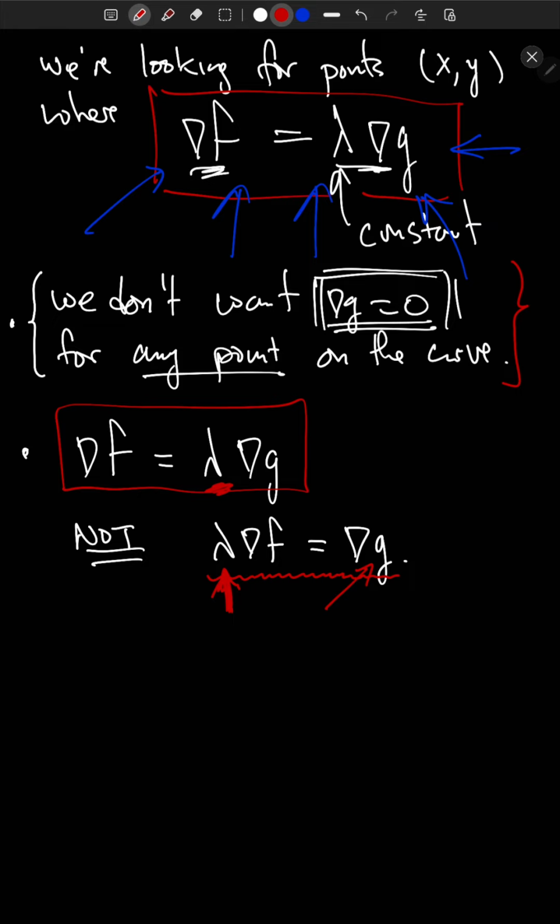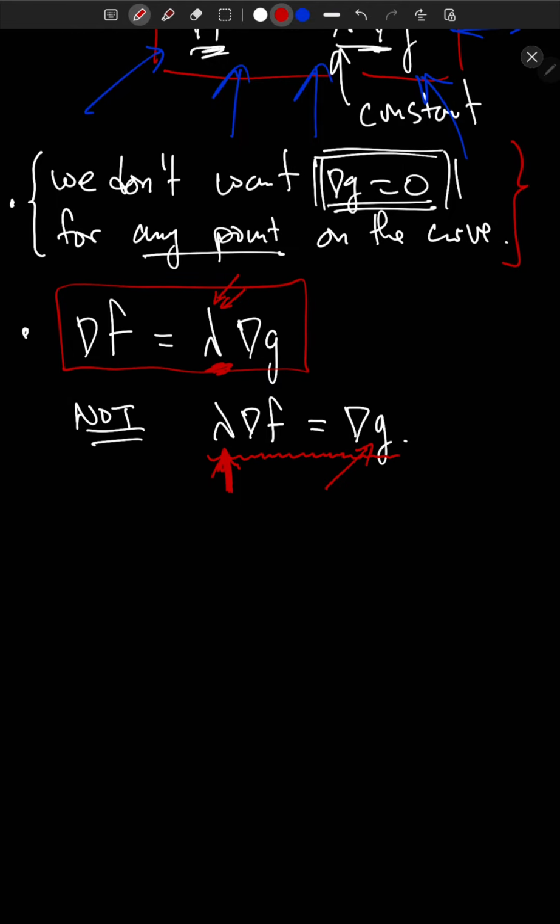If you put the lambda with the gradient f, all right? Most of the time, it's not going to happen. But if, in your particular problem, it happens to be that a solution includes lambda equals 0, you're going to miss that critical point. Okay? So the lambda has to go with the gradient g. All right? And again, that whole thing depends on the fact that we're requiring gradient g to not be 0 at any point on the curve. Okay.